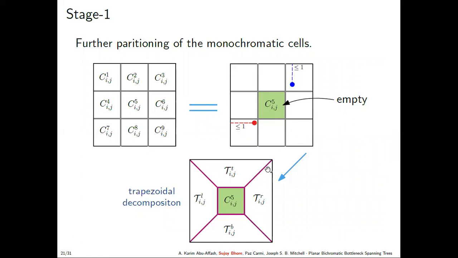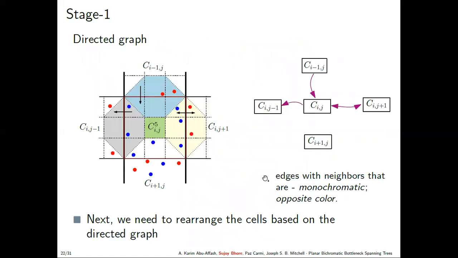So from here we get a trapezoidal decomposition by joining these cells to the corners, and then we obtain 4 trapezoids. That is, one to the left, right, top and bottom: TLij, TRij, TTij, and TBij. In this step, our objective is to transfer these trapezoids, or so to say merge these trapezoids with the neighbor trapezoids, so as to regroup or repartition the points.